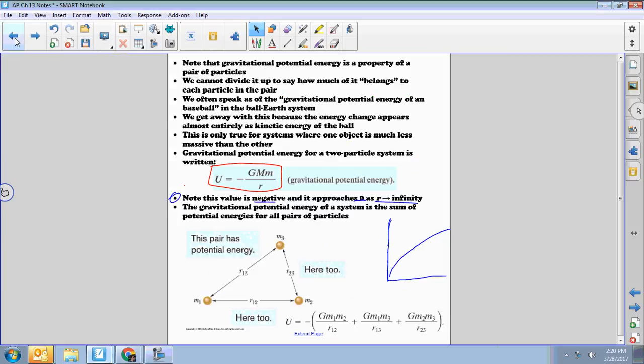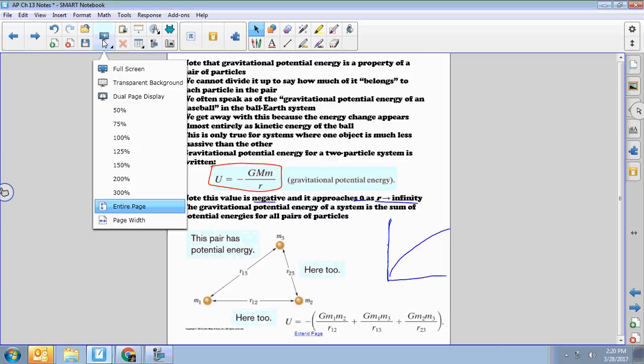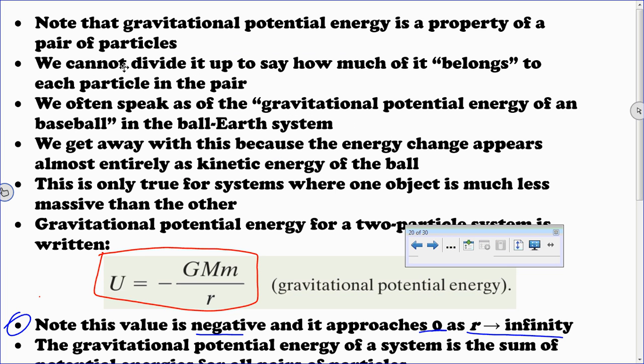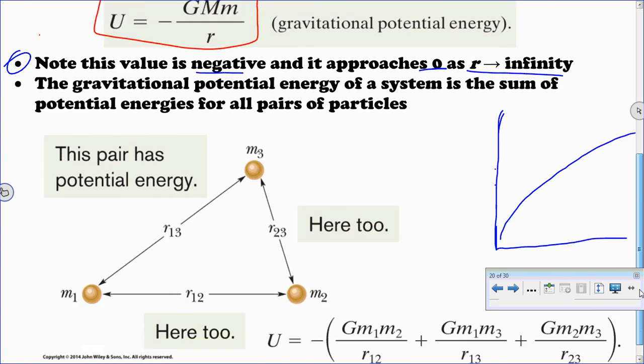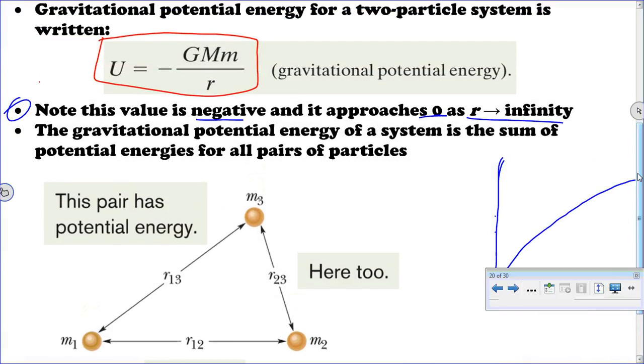Okay, so yesterday we were talking about gravitational potential energy, okay? And we had decided that the equation for gravitational potential energy was this mess. Note the negative sign. That was a point of some discussion yesterday. Okay?